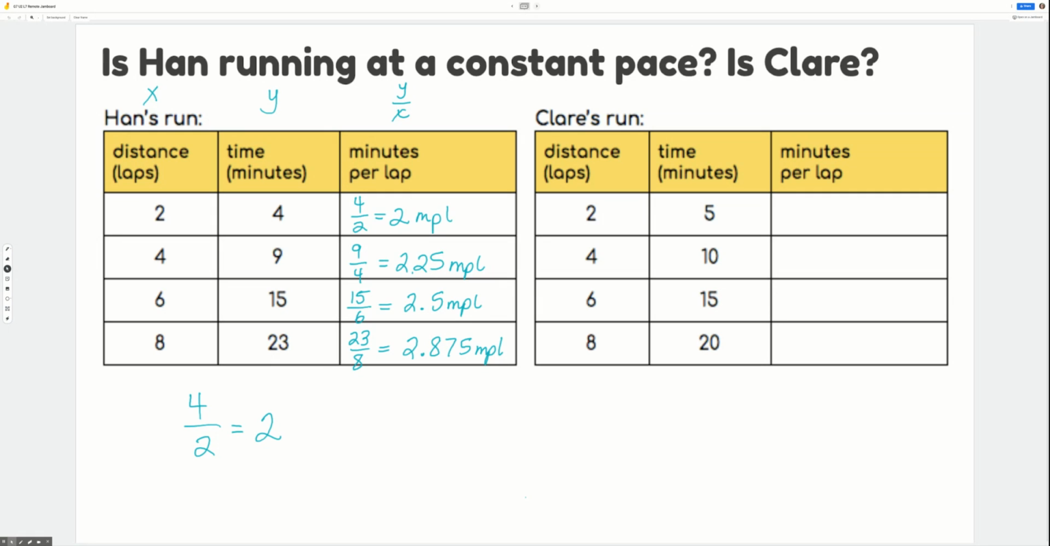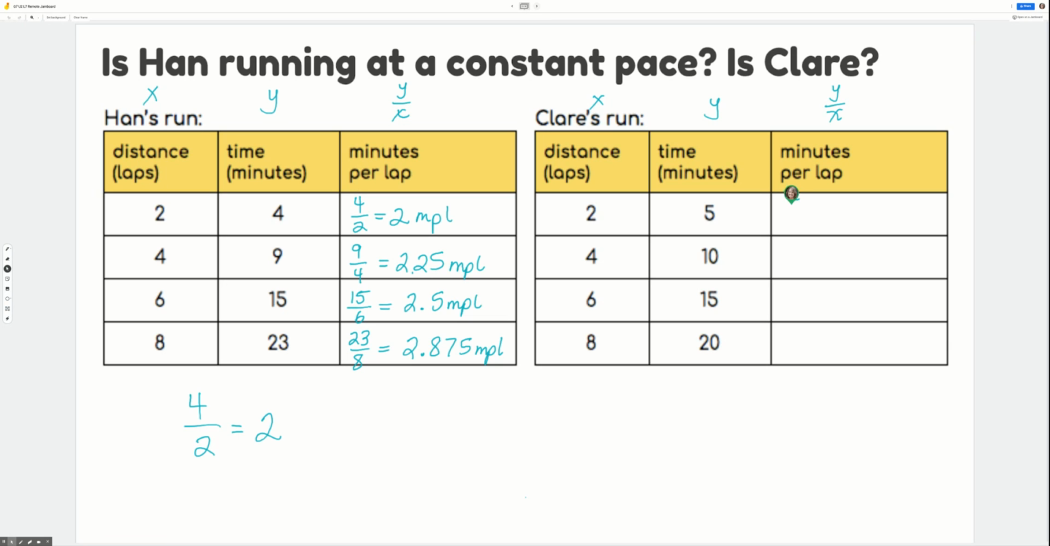He's not, because it looks like as time goes on, he actually gets slower. And so he is not running at a constant speed. But let's take a look at our friend Claire. So for Claire, again, this is our x and this is our y. And our y over x will help us determine our constant of proportionality. And by y over x, I mean y divided by x.